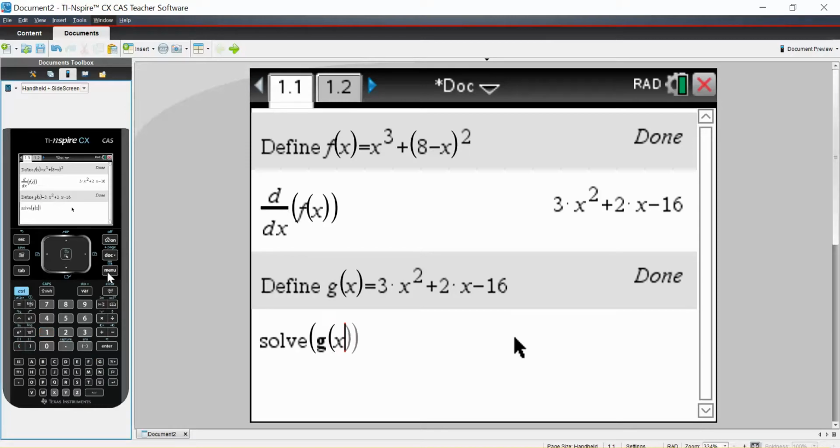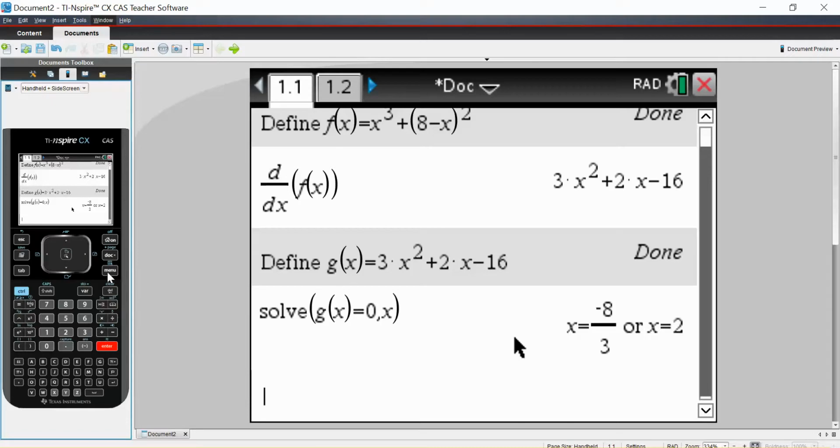What am I solving for? I want the derivative, which is g of x. At the maximum or minimum, the derivative, which is the gradient, should be 0. So this should equal 0. But what am I solving for? So I put a comma. The derivative equals 0, comma, and I'm trying to solve for x. So if I put x in, press enter. Now I've got two numbers here. I have x equals negative 8 on 3, or x equals 2. Which one of those is the correct answer? 2. Why is that? Because it said two positive numbers. It can't be negative 8 on 3.